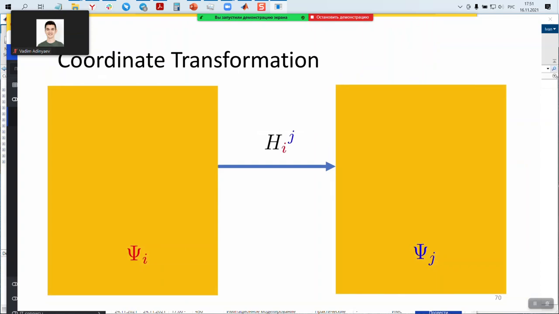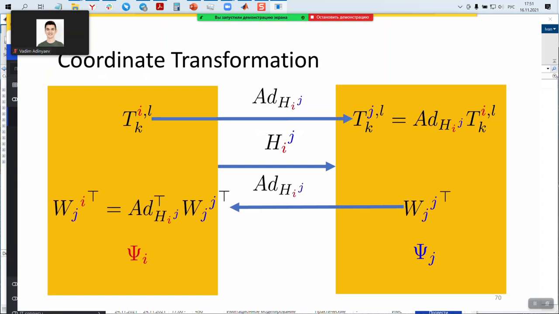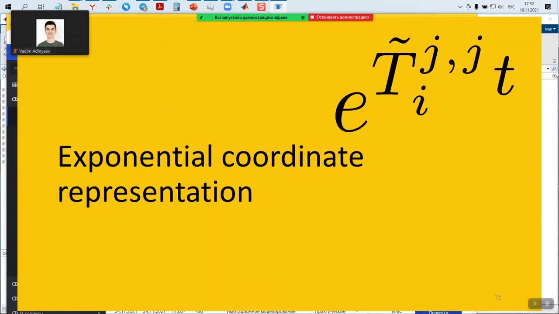If you have something which is represented in frame i, you can multiply it by the homogeneous transformation matrix to get something which is expressed in another frame j. If you want to express a velocity originally in frame i but get the velocity in frame j, you need to multiply your twist by the adjoint if you use a vector representation. If you want to do the same for wrenches, you need to go the other way around: you multiply by the adjoint transpose. And in Bond graphs, you can just use a modulated transformer, and the coefficient of transformation will be nothing else but the adjoint. All right.